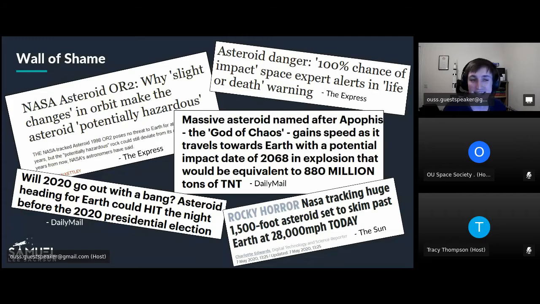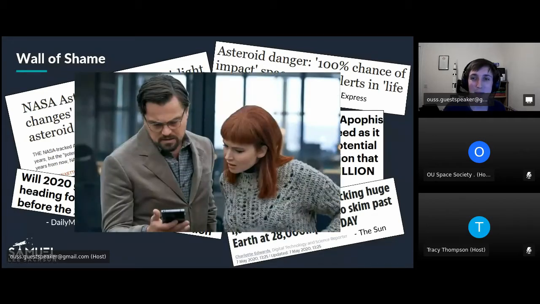And as much as I hate seeing these headlines, they really frustrate me. I do have to give it to this one with the leading line for Rocky Horror. It did really make me giggle a little bit. And here you can see Leonardo DiCaprio and Jennifer Lawrence in Don't Look Up doing an impression of how me and my supervisors react when we see these headlines.